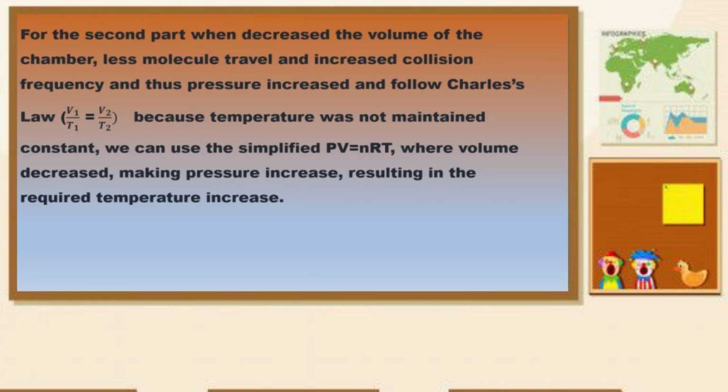For the second part, when the volume of the chamber decreases, the molecules travel less and collision frequency increases, and thus pressure increases, following Charles' law, V1 over T1 equals V2 over T2, because temperature was not maintained constant. We can use the simplified PV equals nRT, where volume decrease makes pressure increase, resulting in the required temperature increase.